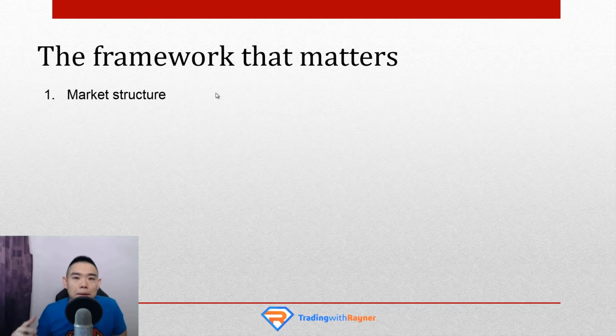Number one, market structure. This is, in essence, trying to find out what is the current market condition so you know what to do. For example, if you know the market condition is in an uptrend, then you look for buying opportunities. If the market condition is in a downtrend, then you look for selling opportunities. So don't worry, I'll dive deep into this aspect later on.